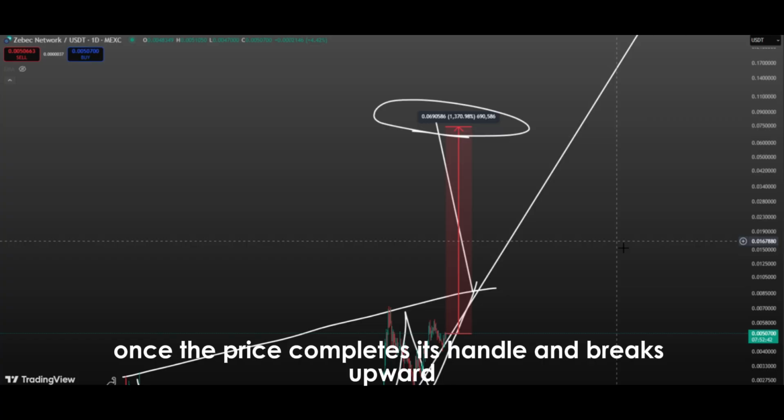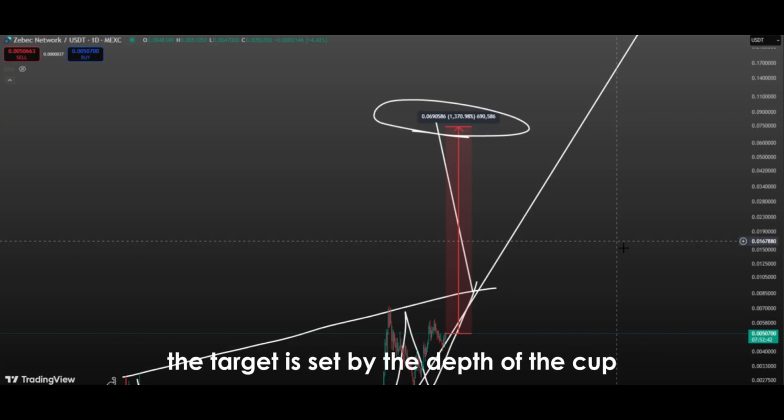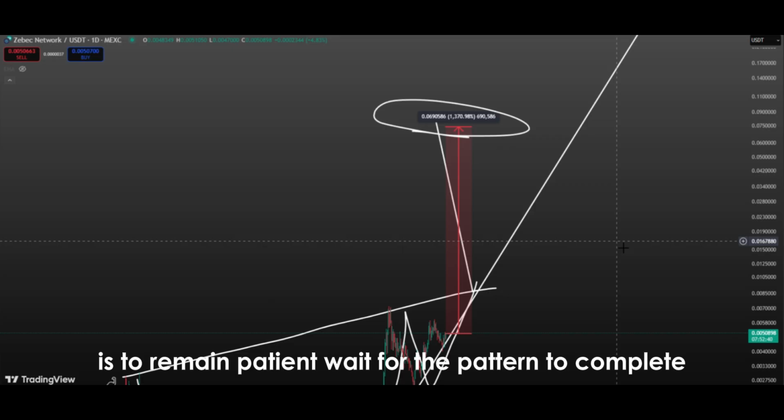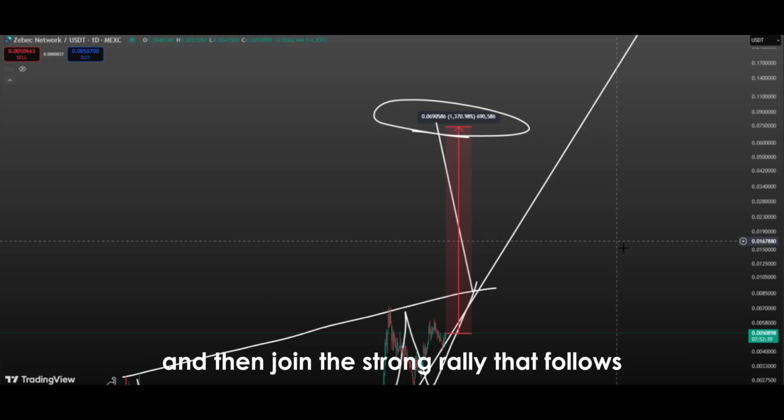Once the price completes its handle and breaks upward, the target is set by the depth of the cup, sometimes signaling up to 10x gains. In the face of such a structure, the best course of action for investors is to remain patient, wait for the pattern to complete, and then join the strong rally that follows.